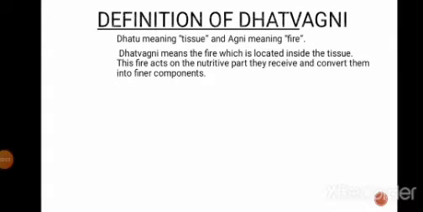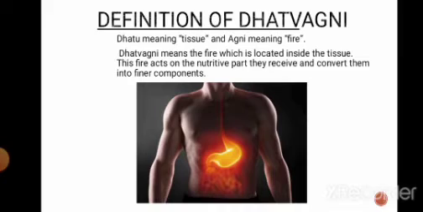Now we will know the definition of Dhatwagni. Dhatwagni plays an important role in synthesis as well as in breakdown process of every dhatu. Dhatu meaning tissue and Agni meaning fire. Thus, Dhatwagni means the fire which is located inside the tissue. This fire acts on the nutritive part they receive and then convert them into finer components.